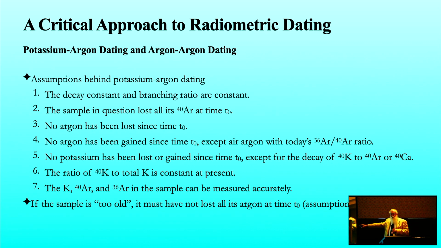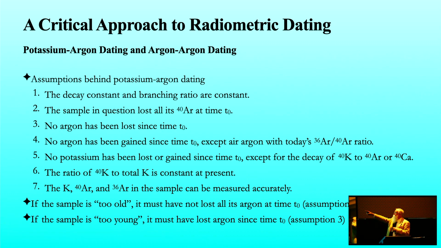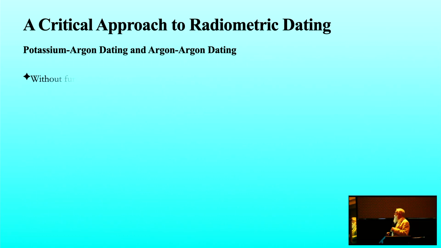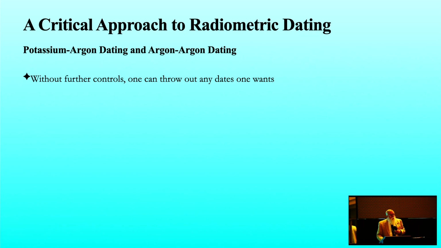So maybe this sample didn't lose all its argon, and that's why it dates too old. Or if the sample is too young, maybe it did lose its argon, so that assumption 3 is no longer valid. Okay. Without further controls, you can throw out any date you want. You don't like it? Well, it's too young because it didn't retain argon. Or it's too old because it kept some of the argon to begin with. So now you have something that can give you whatever date you like. If you don't like it, you just toss it and try again. Is this a problem?